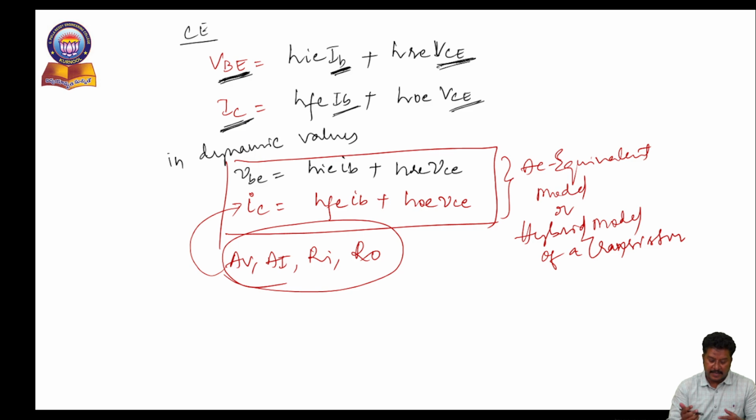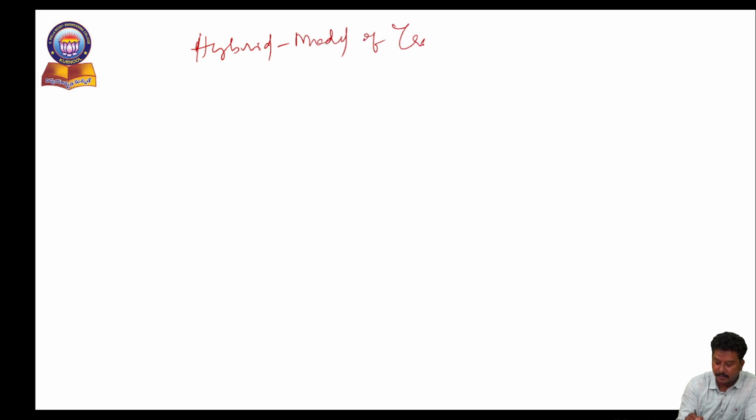Anyway, finally, we are coming to the end of the main working principles we have come across in the two-port network of a transistor. And finally, we are framing the AC equivalent model. So with respect to that, I am drawing an AC equivalent model or hybrid model of a transistor in CE configuration, especially in CE configuration.